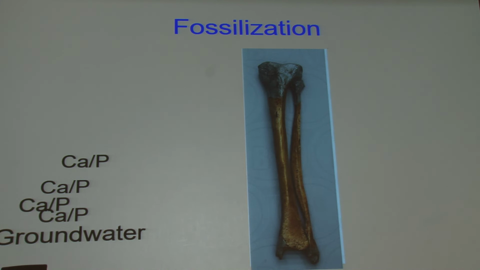And over time, when this is fully mineralized, then we call this a fossil. And it's a replica of the original bone. It's going to have approximately the same size and shape, but it's not living tissue anymore. It's just going to be, in essence, a rock. It's going to be just mineral.